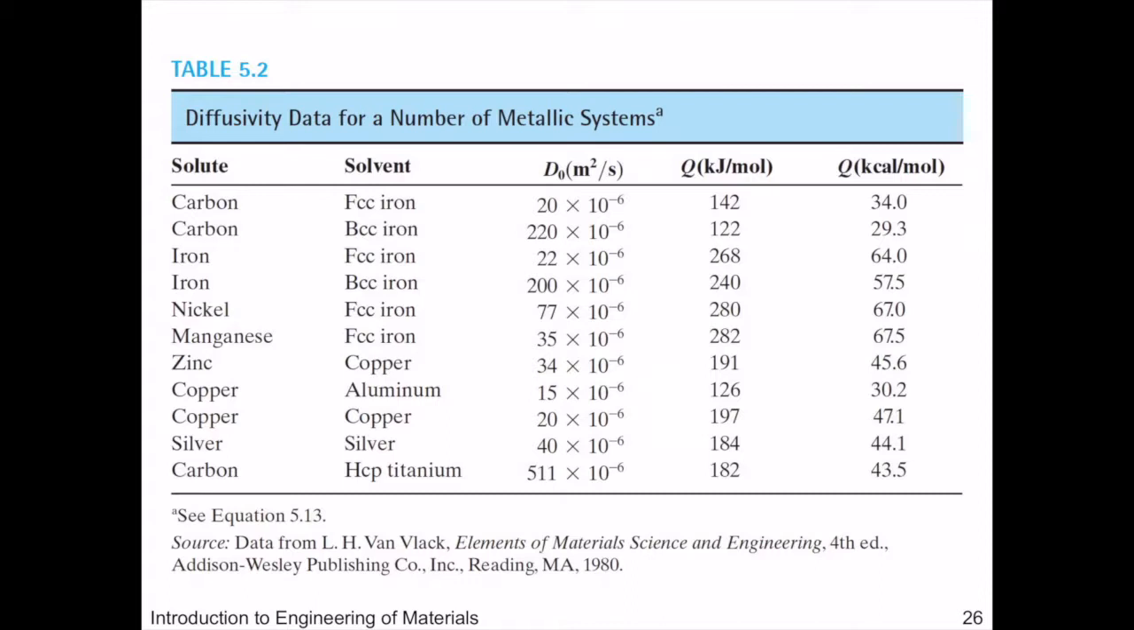Your book in table 5.2 puts together data for D naught, as well as the activation energy Q in kilojoules per mole, as well as Q in kilocalories per mole for a variety of relevant systems, such as carbon in FCC iron, carbon in BCC iron, and so on and so forth.